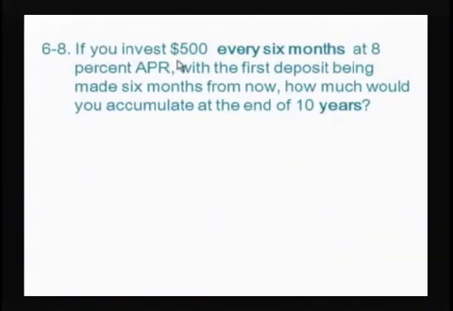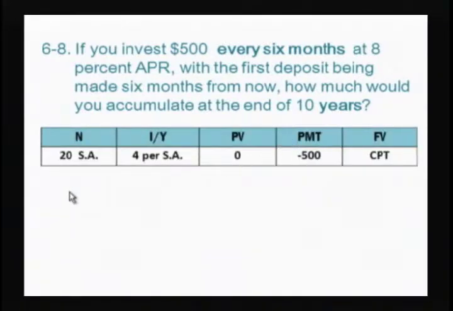Problem 6.8 says if you invest $500 every 6 months at 8% APR, with the first deposit being made 6 months from now, which makes it an ordinary annuity, you don't make the first payment today, you make it 6 months from now, how much would you accumulate at the end of 10 years? Everything will be done on a semi-annual basis, so you have the $500 payment, that's a negative payment, 8% APR, on a semi-annual basis, that's 4% per semi-annual period because it's 8% per year. It's 1/2 of that, or 4% per semi-annual period. You want to compute the future value at the end of 10 years.